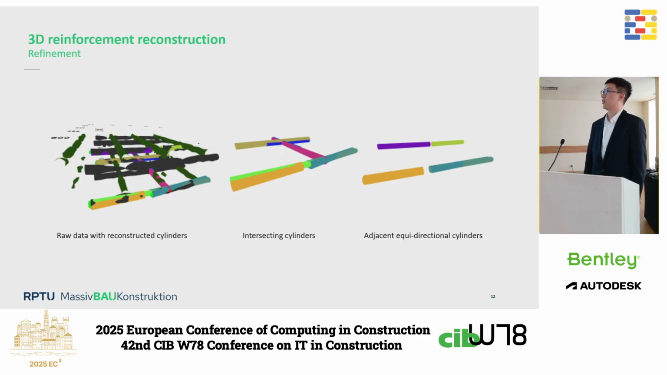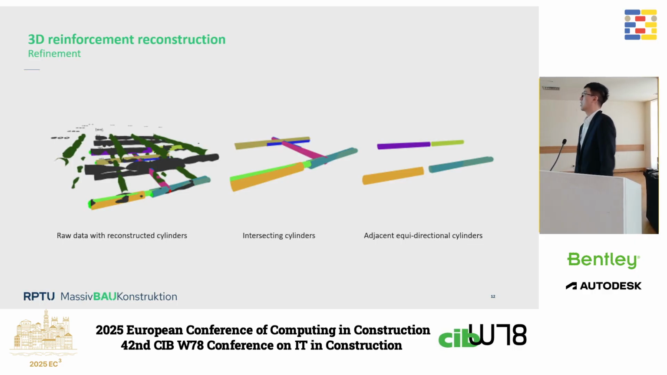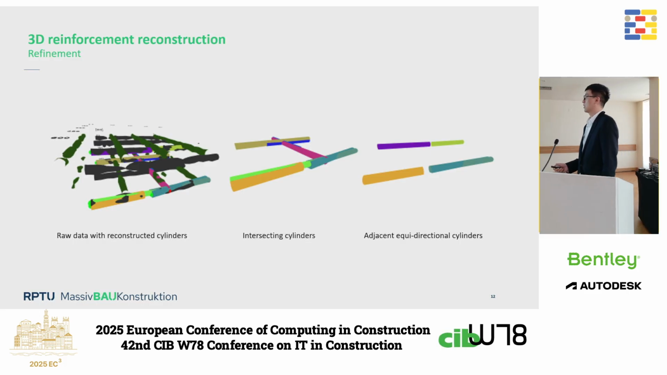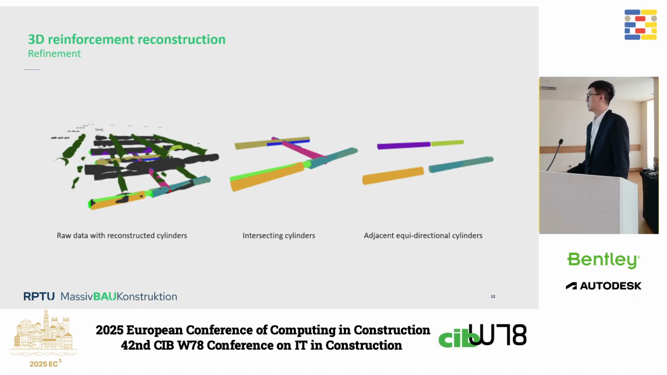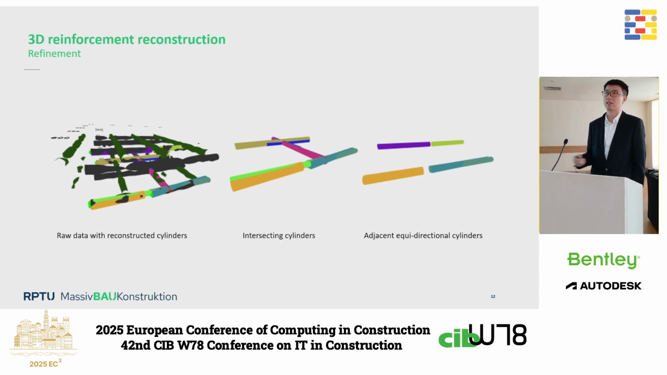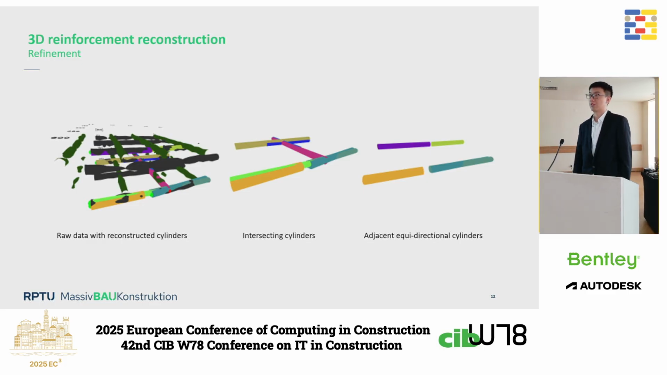During the processing, there will also be some errors. The first error is intersecting cylinders. During the reconstruction processing, there are some intersecting cylinders. There are also adjacent direction cylinders. To solve this problem, we continuously test and adjust our parameters to get better results, I mean, to get more accurate results.